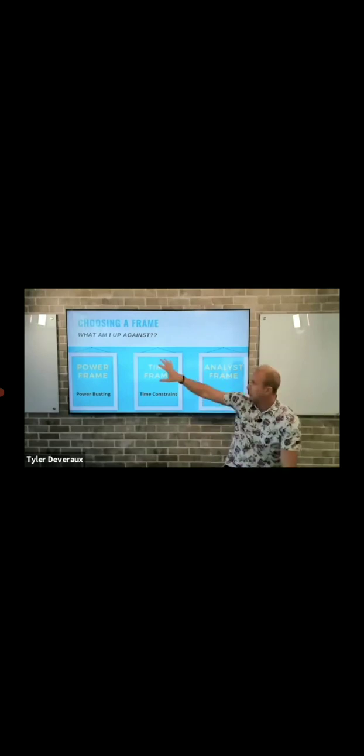This person I'm going to go talk to, which of these frames do they have? The power frame, the time frame, the analyst frame. I'll go through all of these. What frame do they have, and how will I approach busting their frame? There are strategies and tactics that we use. Which one am I going to use?